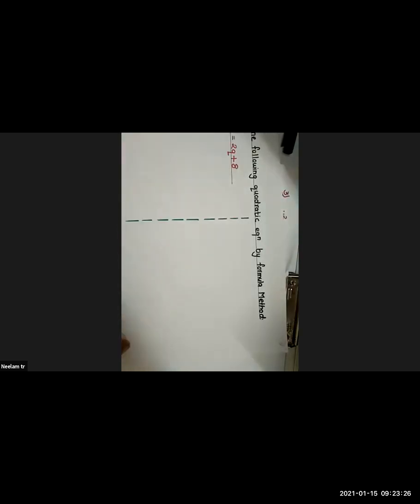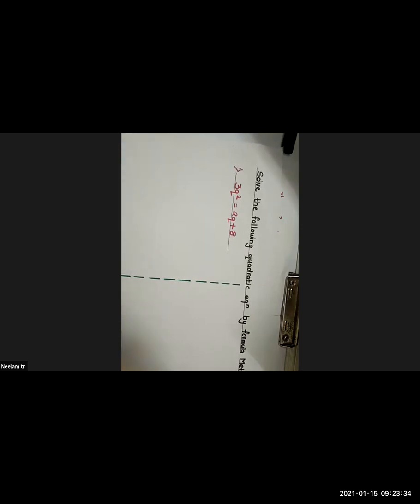Okay, now let's see the formula method. In the beginning, we have studied one formula, that is x is equal to minus b plus or minus root b square minus 4ac divided by 2a. This formula you must remember. Based on that, this is our first step. We are going to solve based on that formula method.